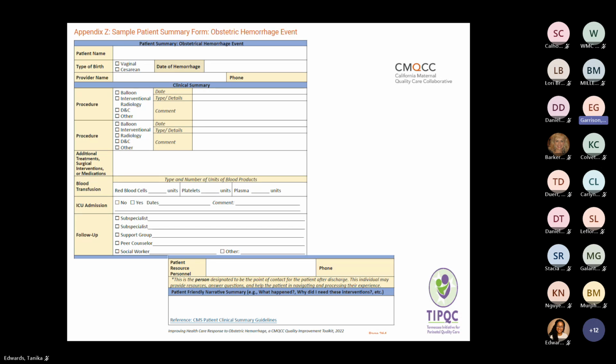And then you can include a clinic phone number. And at the end of this form is really just a general patient-friendly summary of what happened and next steps that you could include if you want. But this is something that could travel with the patient, and they can use it for their next pregnancy. And it may be a little more detailed than the patient's recollection of the event. Next slide.